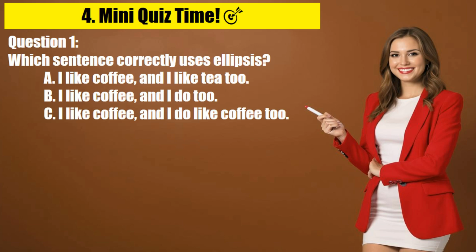4. Mini quiz time. OK, grammar champs, let's see how much you've got. I'll give you 3 quick questions. Pick your best answer. Question 1. Which sentence correctly uses ellipsis? A. I like coffee and I like tea too. B. I like coffee and I do too. C. I like coffee and I do like coffee too.